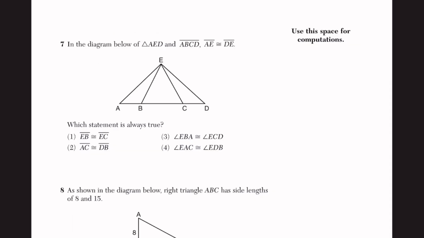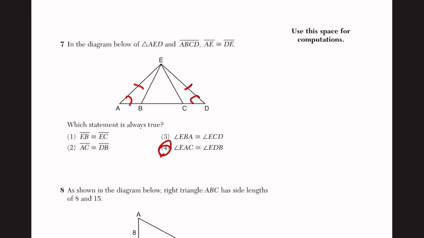Question number 7. In the diagram below of triangle AED and line ABCD, line AE is congruent to line DE. Which statement is always true? So before we do anything, since these two lines are given to be congruent, I can assume that this triangle is an isosceles triangle, right? Because isosceles triangles have two congruent sides, and in an isosceles triangle, both of the base angles are congruent to each other. Immediately, number 4 is always going to be true.